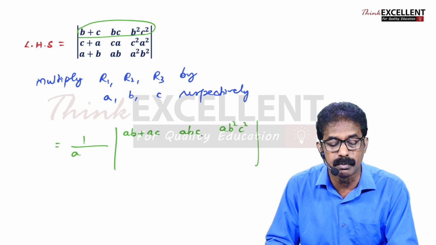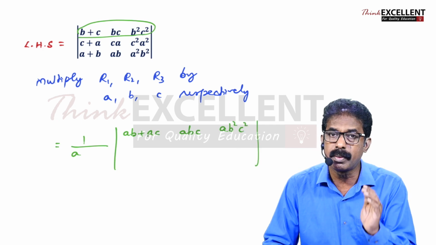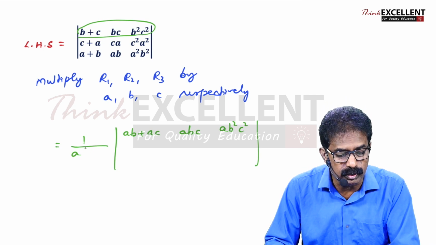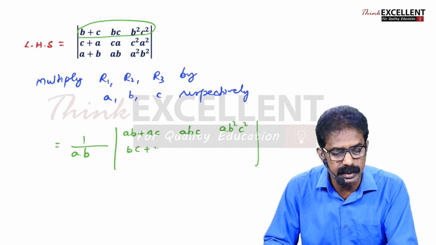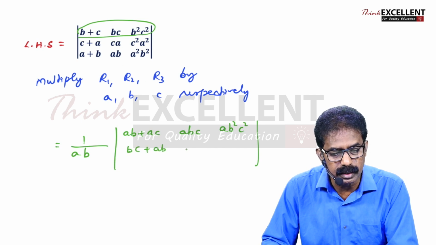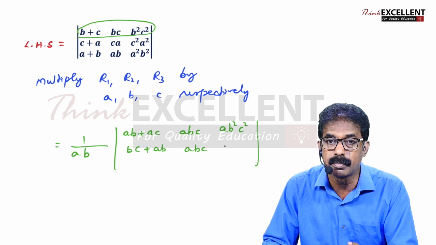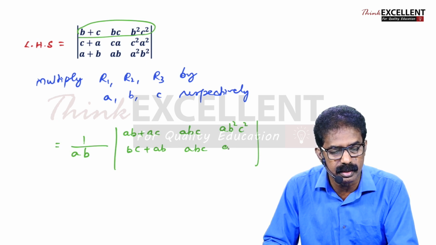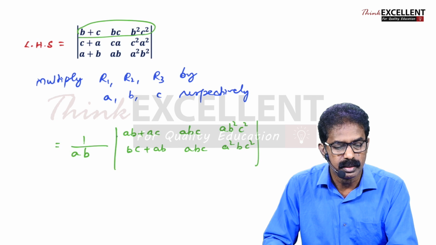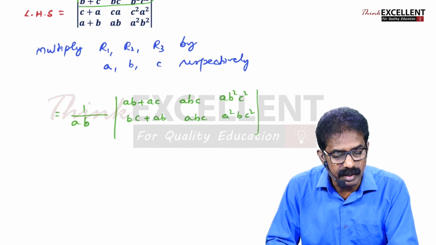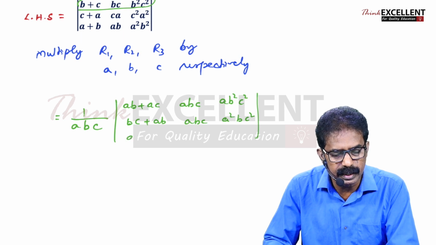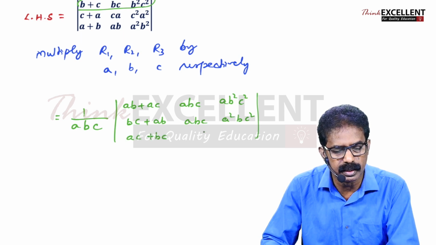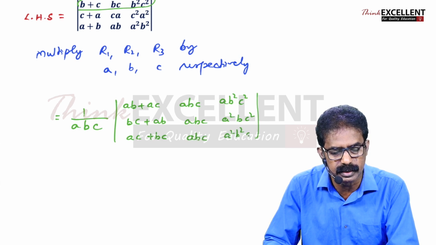So first row you multiply by A. Second row multiply by B. When you multiply by B, divide by B also, right? Yes. Multiply by B, BC plus AB. Second element, ABC. Third one, we are multiplying by B. I am writing in alphabetical order, A square, B, C square. Third row, you multiply by C and divide by C. That division we are writing outside. Multiply by C now, so you are getting AC plus BC. Next one is ABC and the last one is A square, B square, C.